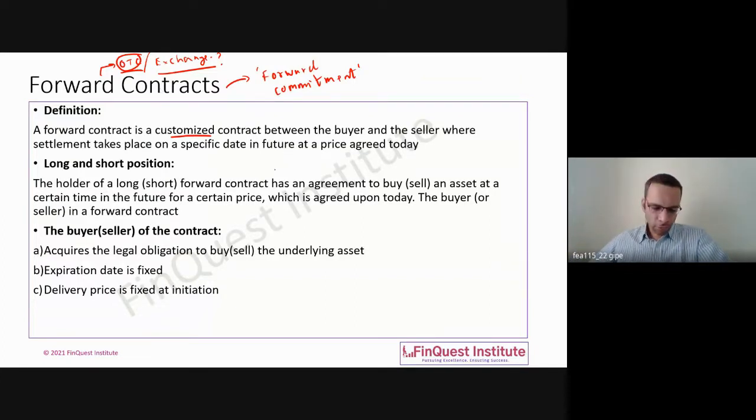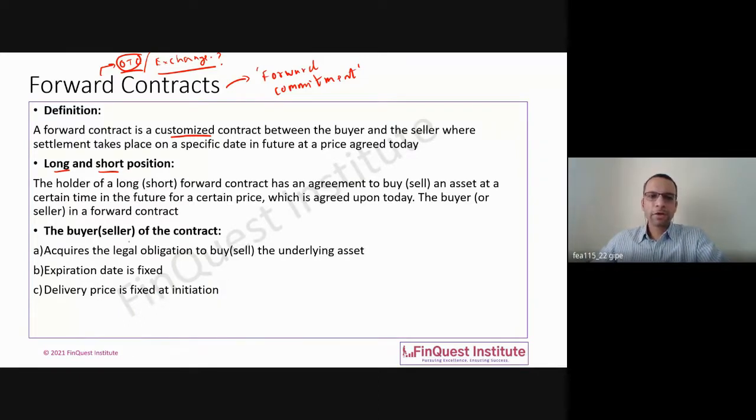Now the idea of long and short position. Again, the convention of long and short is exactly the same as we applied for other types of derivatives as well. So long basically is synonymous to buy and short is synonymous to a sell position. Similar things we can apply for forward contracts as well. We have a long and a short position.